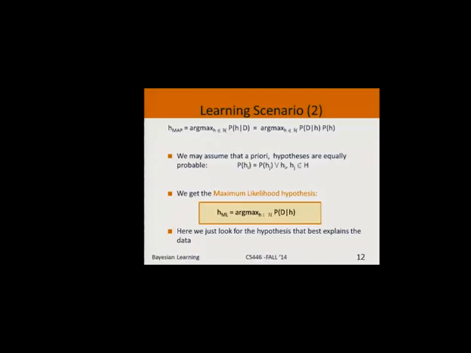So what this says is that you compute the probability of the data given H. The data is fixed. Try several H's and compute the probability of the data given each one of these H's. Choose the one that gives you the highest probability.